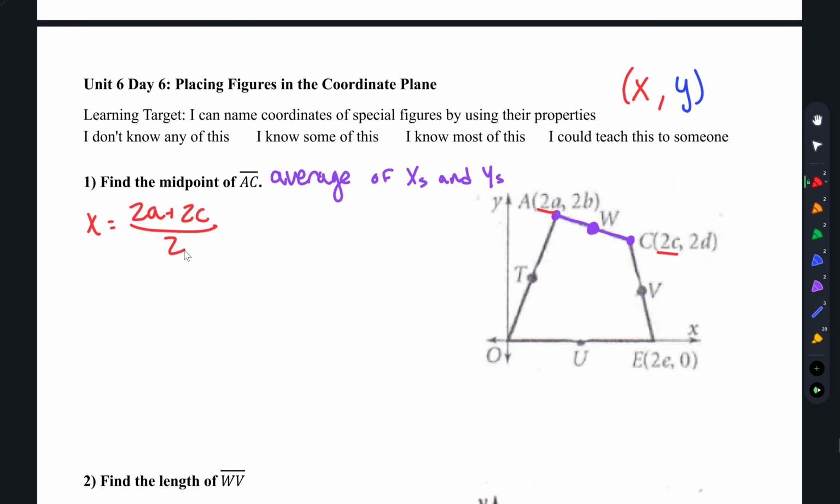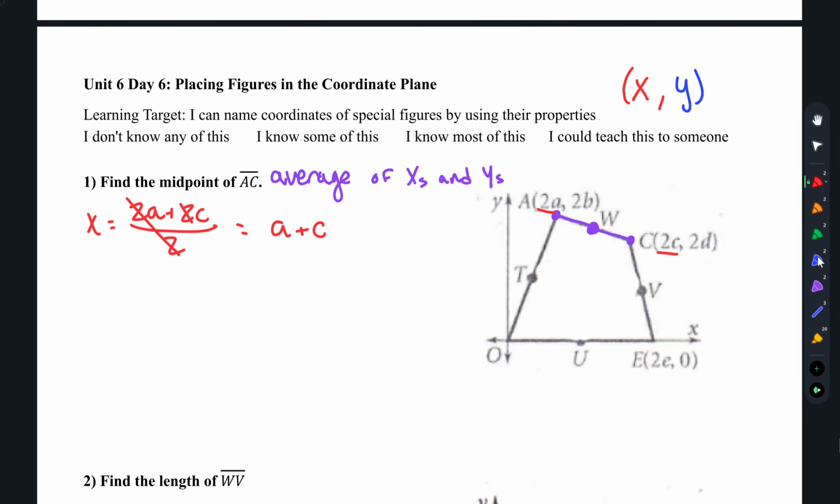Now, the hard part for us is not setting this up, because these are formulas we should be familiar with. The hardest part is going to be simplifying them. In this case, to simplify, I can cancel out those 2's. This just becomes a plus c. That's as far as we can simplify that, and I'm not going to try to go any further. That is the x value of my coordinate. It looks weird because it's not a number, but that's it.